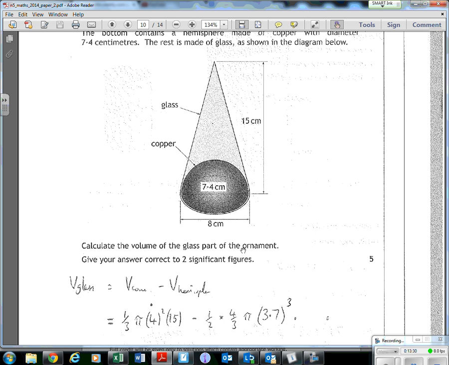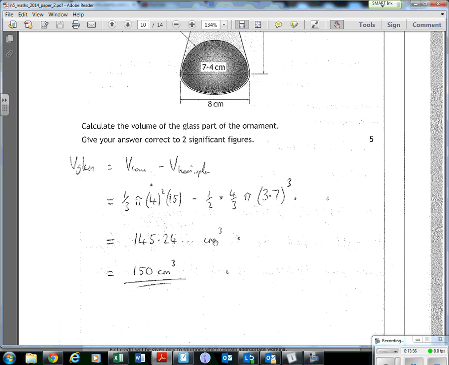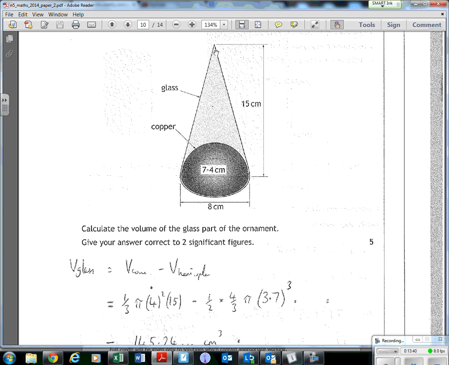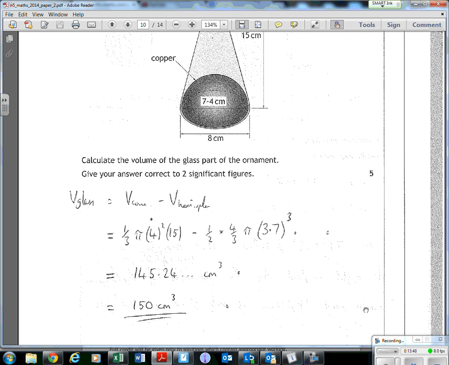Calculate the volume of the glass part of the ornament. So we've basically got a cone subtract a hemisphere here. So let's do the calculation. We have the cone. The cone has a height of 15 and it will have a radius of 4. The diameter is 8 but the radius is 4. So it'll be a third pi r squared h, which is on our formula sheet. So a third times pi times 4 squared times 15.